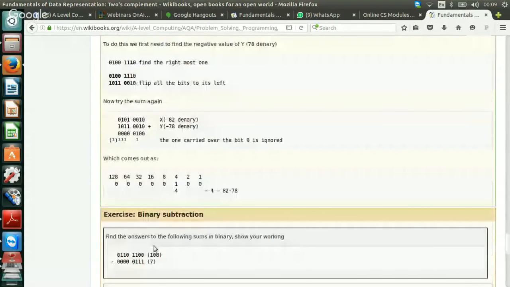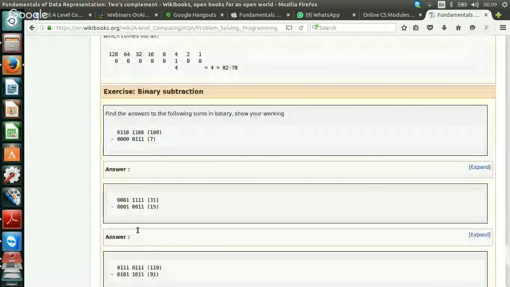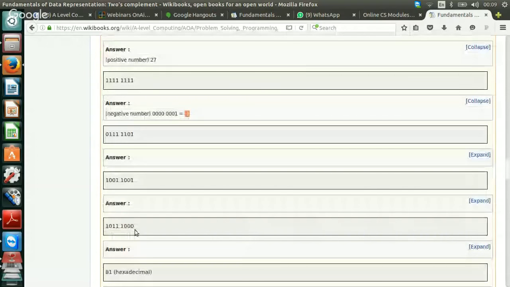Let me know. So we are all done with all the number system conversions, and we are done with the 2's complement as well here.